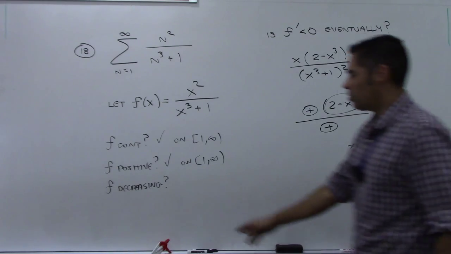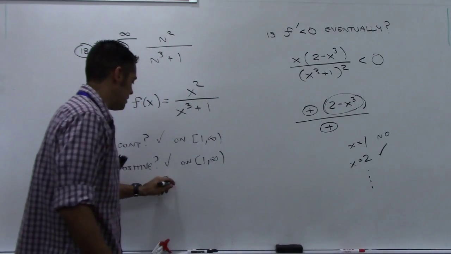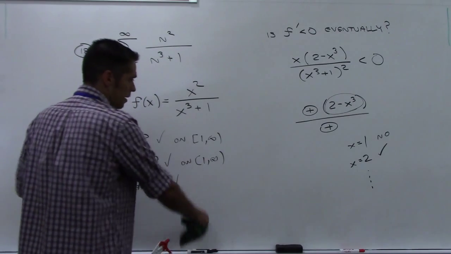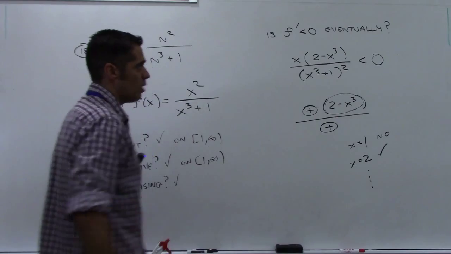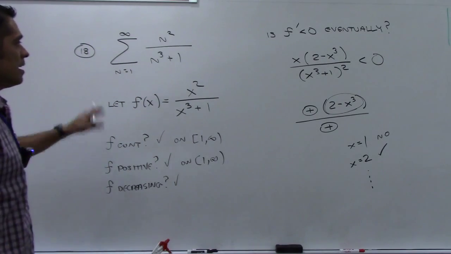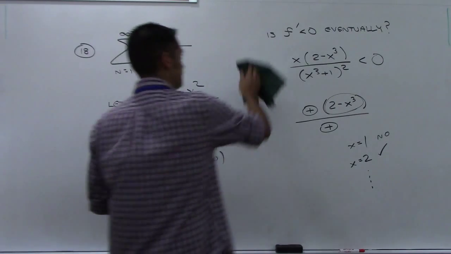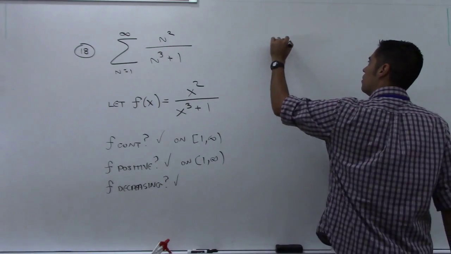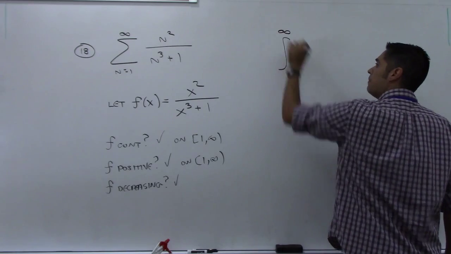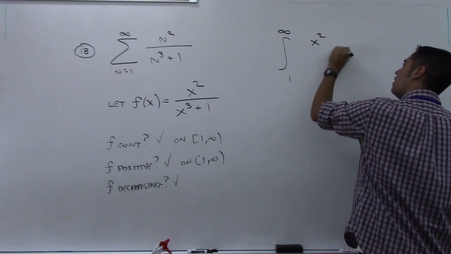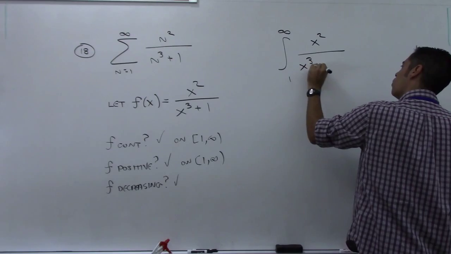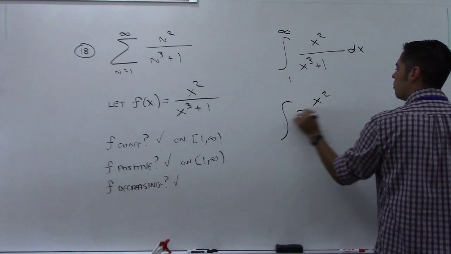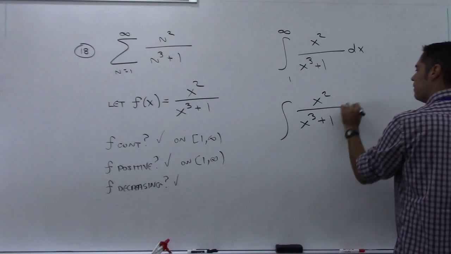So is f decreasing? Yes, eventually it is. It's eventually decreasing. I won't say where, but it just eventually is. It's after 1 somewhere. So I have everything I need to use the integral test. So I need to find the integral. So I look at the integral from 1 to infinity of x squared over x cubed plus 1 dx.